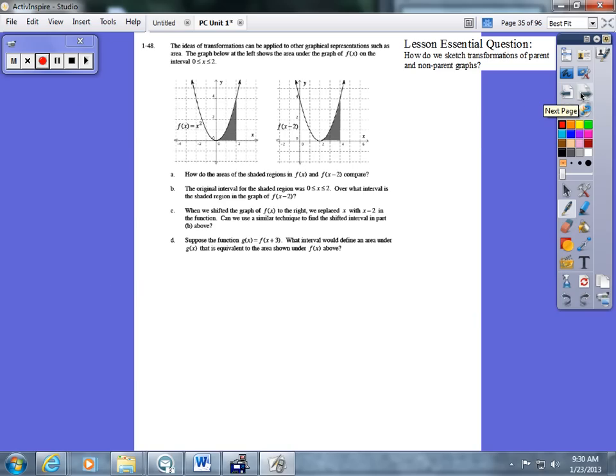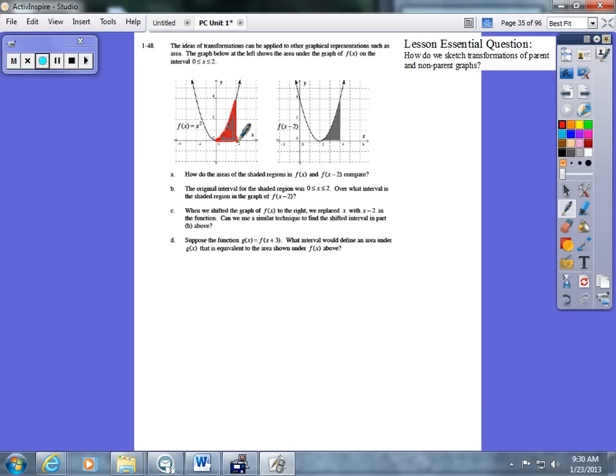All right, here again an idea for Unit 2. Remember this, the idea of transformations can be applied to other graphical representations such as area. The graph below at the left shows the area under the graph of f of x between 0 and 2. So between 0 and 2, this is the area under the parabola. Okay. How do the areas of the shaded regions f of x and f of x minus 2 compare?